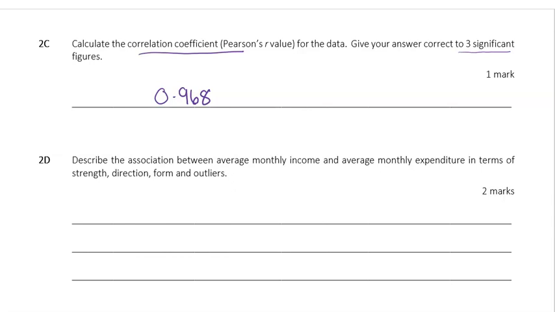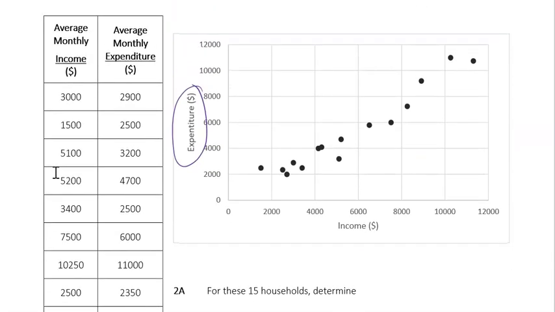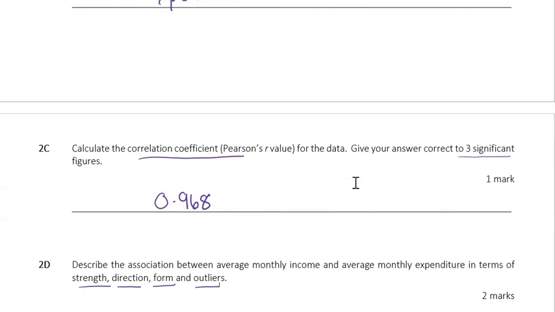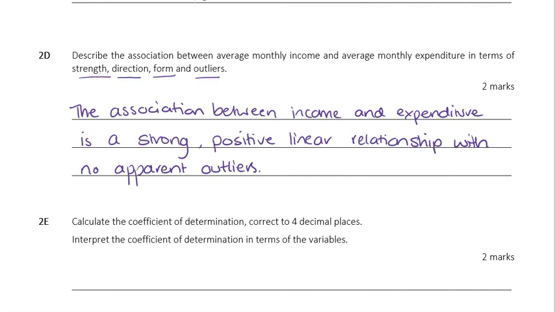Okay, so 2D, describe the association between average monthly income and average monthly expenditure in terms of strength, direction, form, and outliers. So we need our statement to contain all four of those things. We know from our R value we have a strong positive relationship. We need to check the scatter plot above on the previous page to check for outliers and form. So we can see, yes, it's of linear form and there are no apparent outliers. So just putting that into our sentence, making sure we're hitting all four of the key things there. And so there's our sentence.